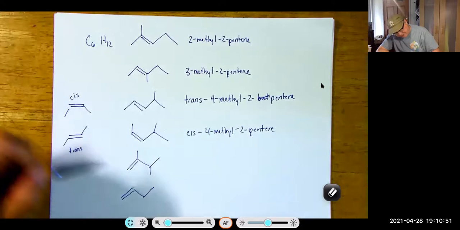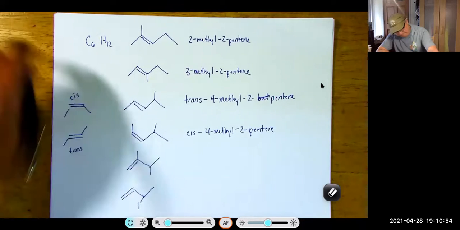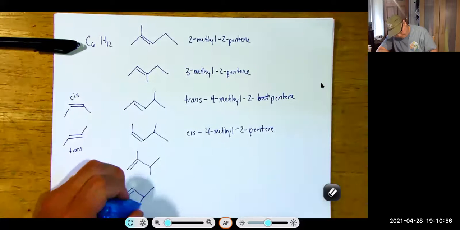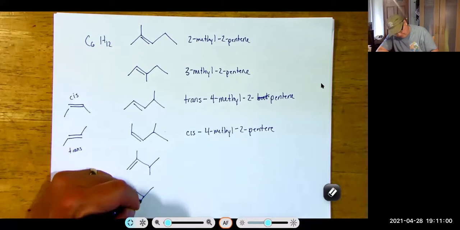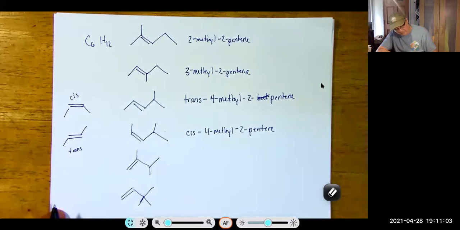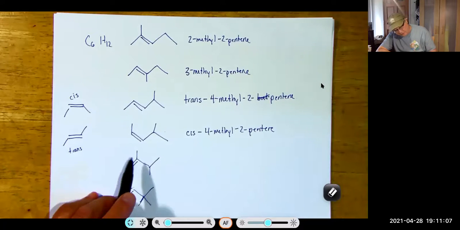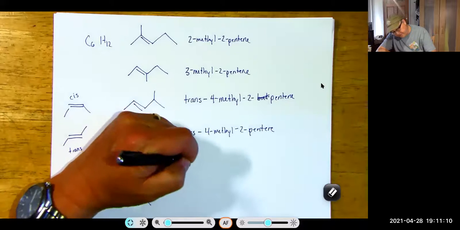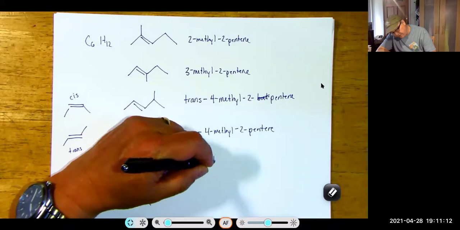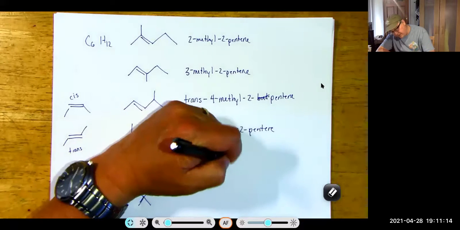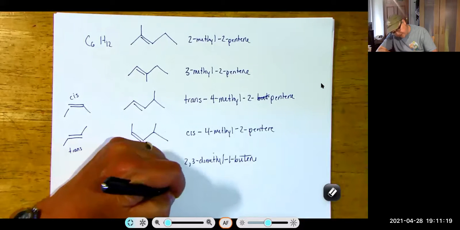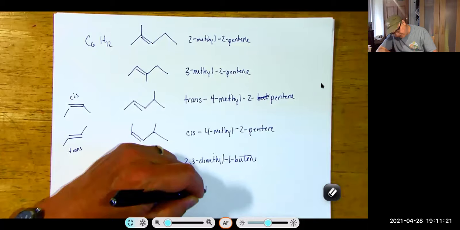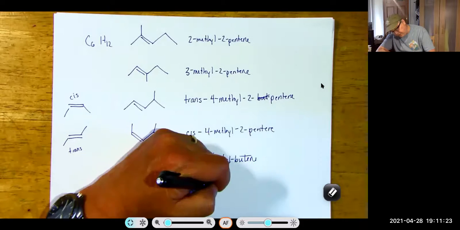And I could have this. So what are we going to call these? This one's going to be 2,3-dimethyl-1-butene and 3,3-dimethyl-1-butene.